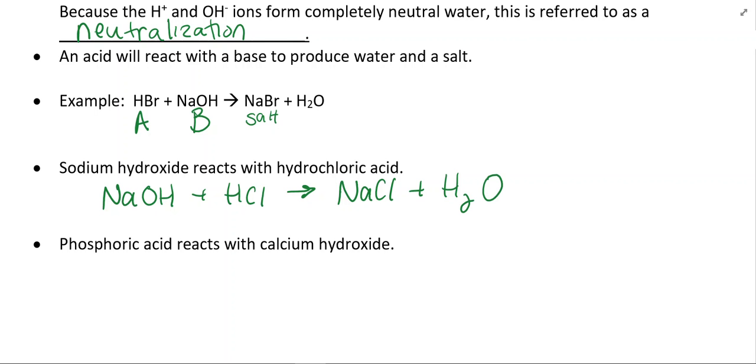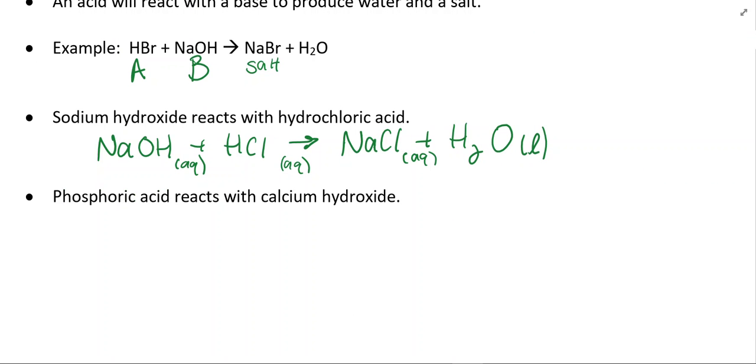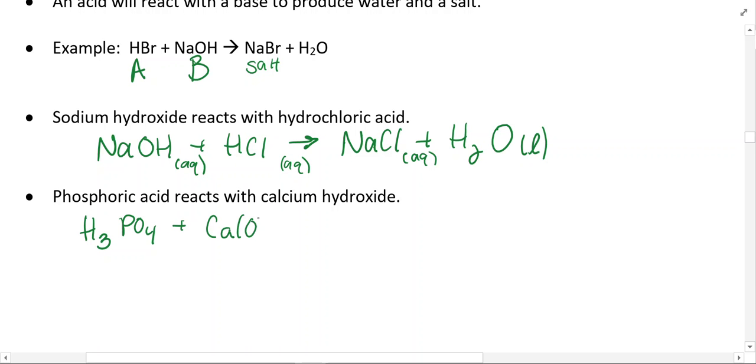If you're thinking of phases of matter here, remember water would be a pure liquid, and all of the rest are solutions, so they would be aqueous. The next one is a little bit trickier because it's phosphoric acid, so that's H3PO4, and that 3 is there because the phosphate has a -3 charge. With calcium hydroxide, calcium has a +2 charge, so we need 2 hydroxides to balance it.